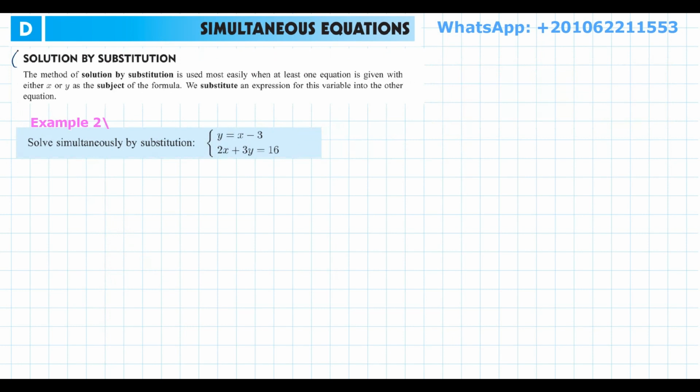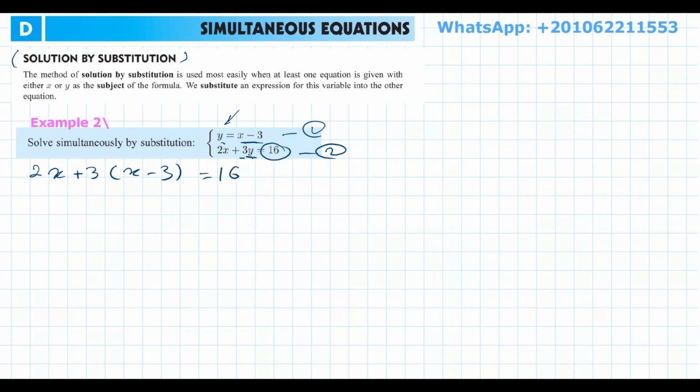Now we're going to talk about solution by substitution, which is the substitution method. Here, you put either y or x as the subject. In the first equation, y should be the subject in this question. After that, I'll substitute the value of y in the second equation. It becomes 2x plus 3, and instead of y, I'll put the value of y, which is x minus 3, equals 16.